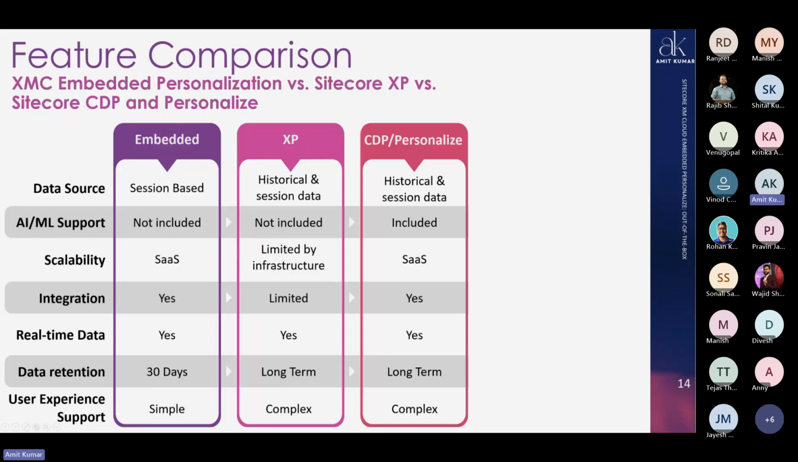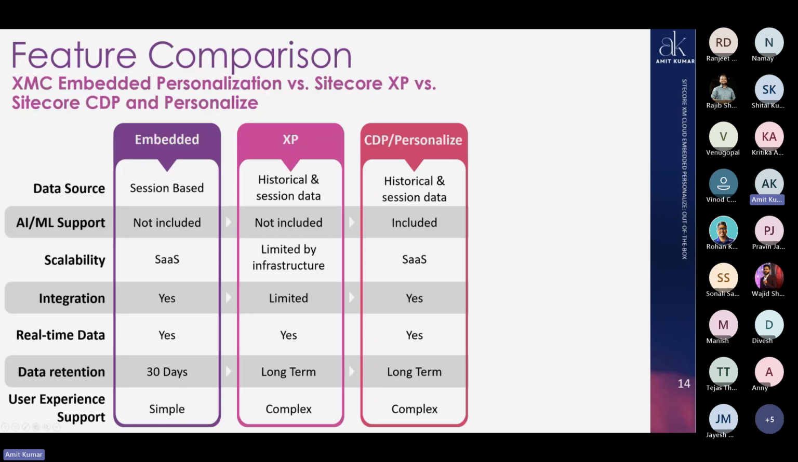Scalability, it's SaaS based, right? And XP is always limited by your infrastructure, how you are provisioning it. And CDP Personalize is also SaaS. Integration, yes, with embedded personalization you can integrate with any application. Like if you are doing the embedded personalization, you can integrate with CDP Personalize, as well as if you are trying to utilize any other personalization engine, you can include that. But in XP, you generally will be using XConnect only or the XDB only. You generally will not be integrating with an external system.